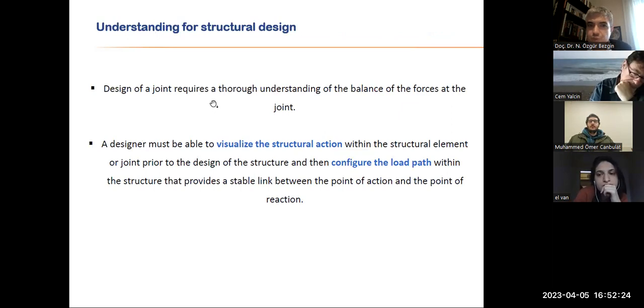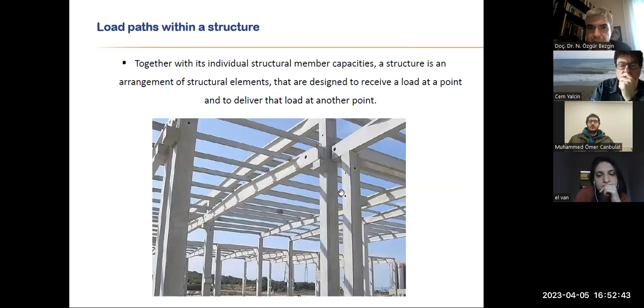So the design of a joint or a support requires a thorough understanding of the balance of forces at the joints. A designer must be able to visualize the structural action within the structural element or joint prior to the design of the structure, and then configure the load path within the structure that provides a stable link between the point of action and the point of reaction.